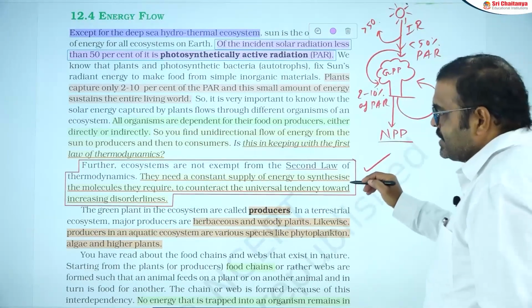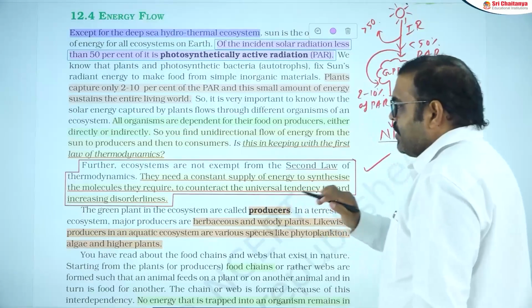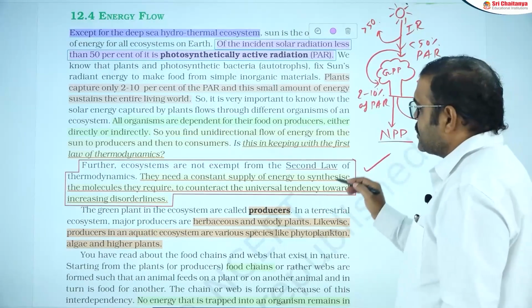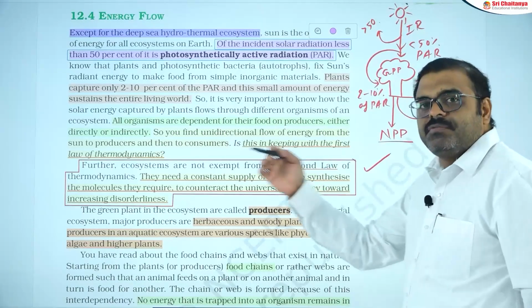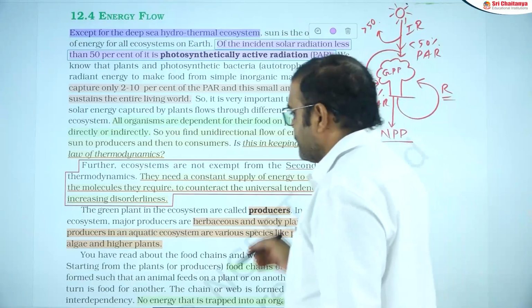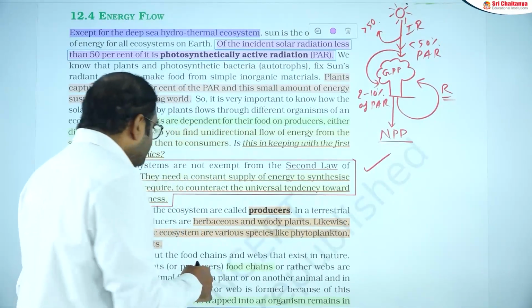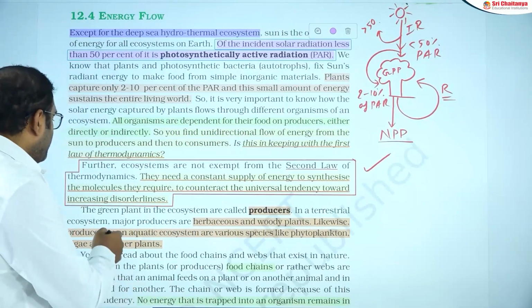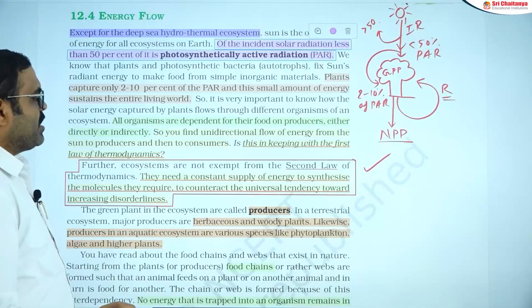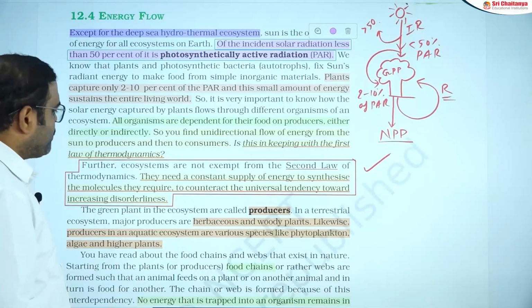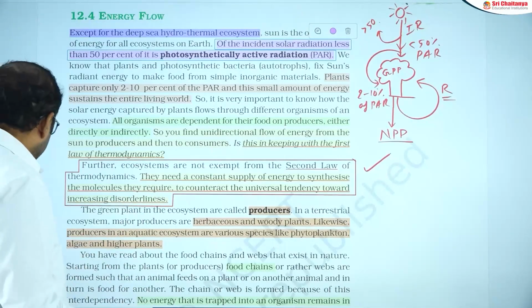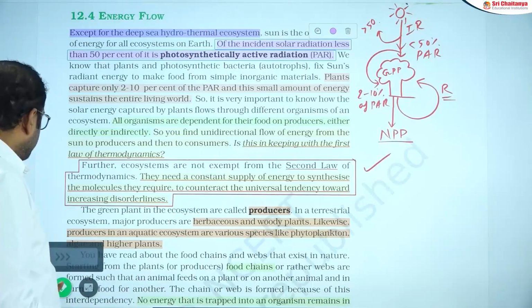So energy is required for every organism for every step. That's why energy continuously flows from one trophic level to another. Another important point: the green plants in the ecosystem are called producers. Now let us understand the producers, and the primary, secondary and tertiary consumers.